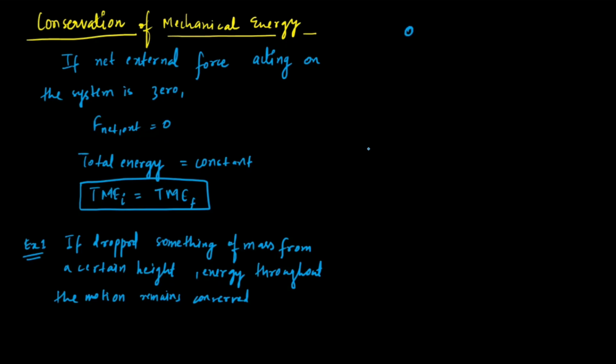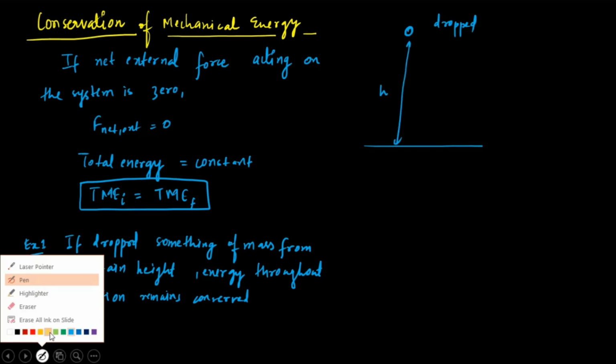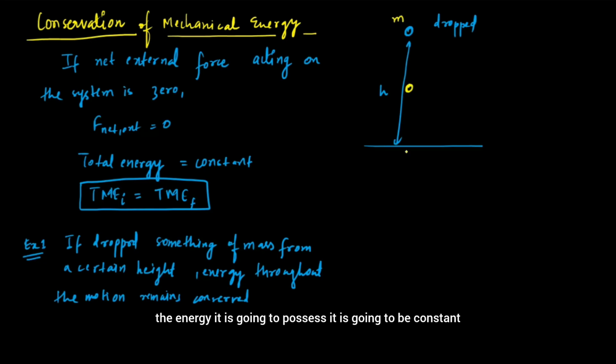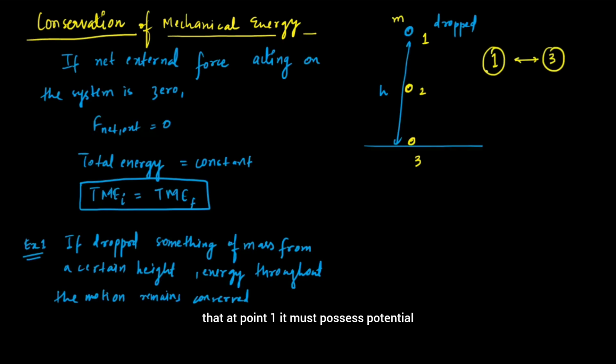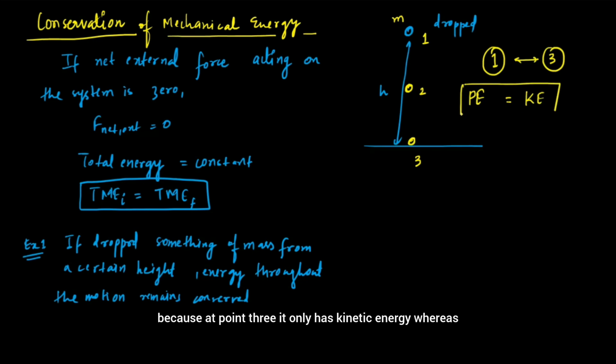For example, if there is an object above the ground at a certain height h and we drop it, then throughout the motion, the energy this mass m possesses is going to be constant. At point 1 it is constant, at point 2 it is constant, at point 3 it is constant. But if we talk about the energy conversion between point 1 and point 3, at point 1 it must possess potential energy due to its height. This whole potential energy must be converted into kinetic energy at point 3, because at point 3 it only has kinetic energy. Whereas at the second point, it has some fraction of kinetic energy as well as some fraction of potential energy. That is what you need to keep in mind.